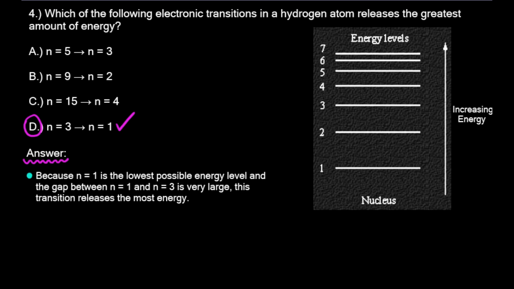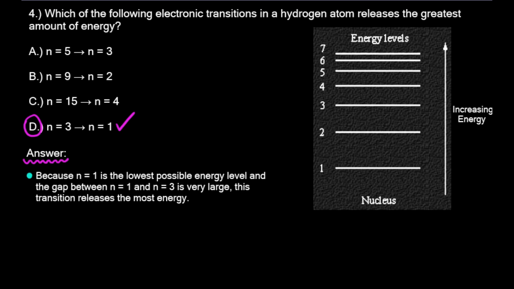Now let's look at the answer choices. Answer choice A said a transition from n equals 5 to n equals 3. This is a small drop because of the gap between n equals 5 and n equals 3. Answer choice B says the transition from n equals 9 to n equals 2. This is a bigger drop, but still it's not the biggest. In choice C, the electron drops from n equals 15 to n equals 4. These higher levels are closer together, so the energy drop is smaller.